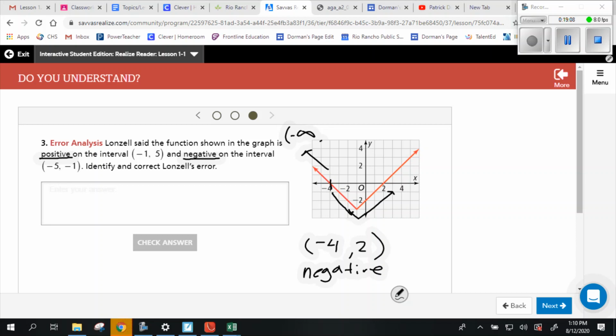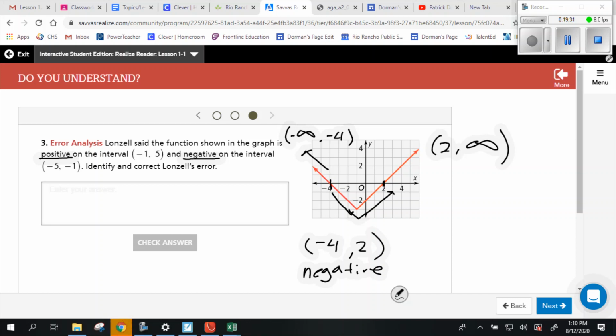Sorry about the mix-up. I just love, for some reason, talking about where functions are increasing and decreasing much more than I love talking about when they're positive or negative. Just remember, when a function is positive, it is above the x-axis. When a function is negative, the graph is below the x-axis.